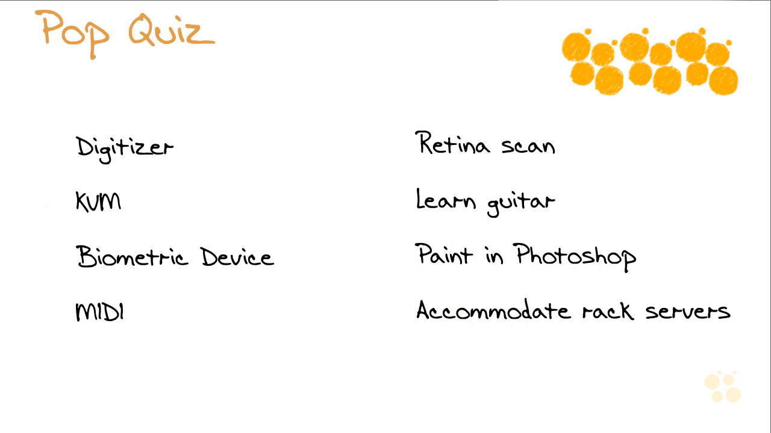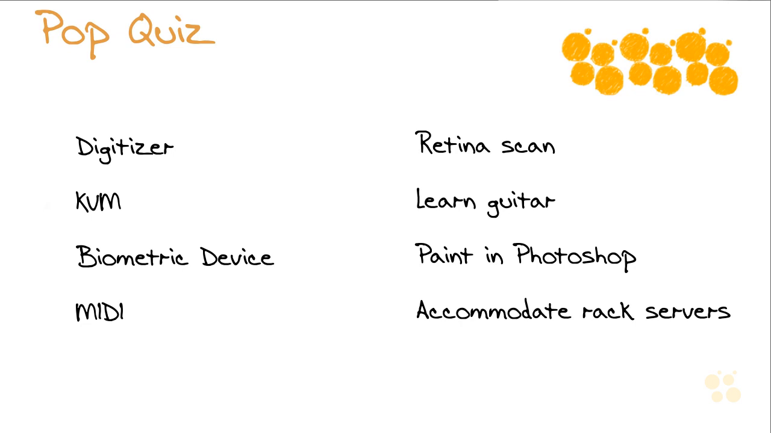So let's wrap this nugget up with a little pop quiz. And what I did here was I tried to find the common peripherals that weren't all that common. Maybe you didn't know them by these terms, so I tried to make this as difficult as possible for you in a nugget that was clearly pretty simple and straightforward. So we begin with digitizer. Then we have KVM, then biometric device, then MIDI. The terms that coordinate with these on the right-hand side are retina scan, learn guitar, paint in Photoshop, or accommodate rack servers. So we got to play a little match game here.